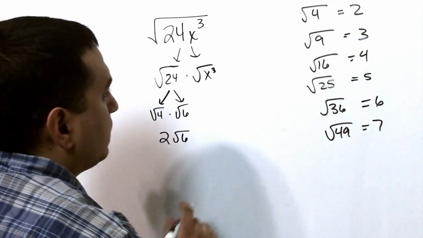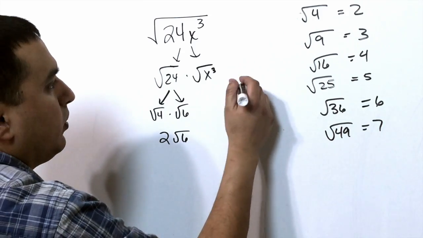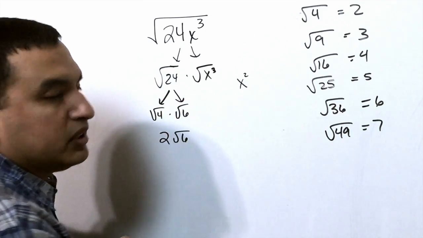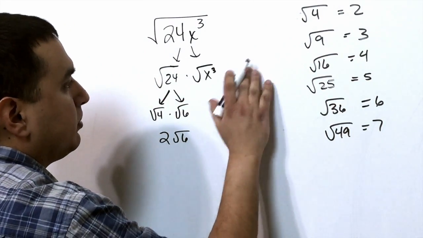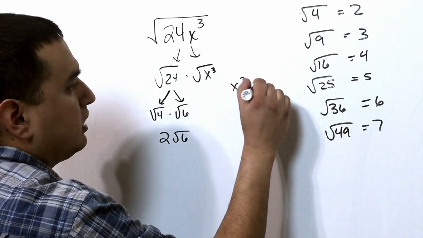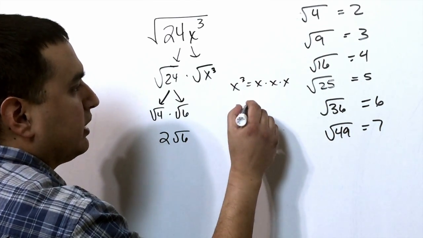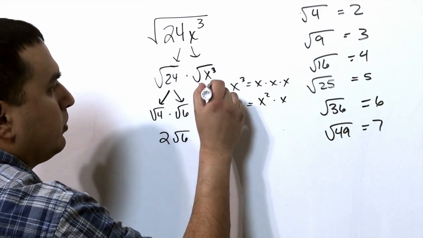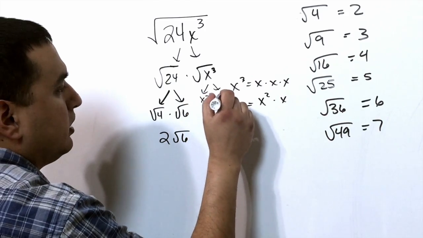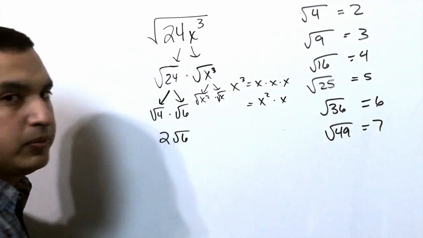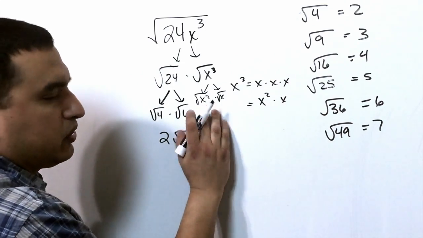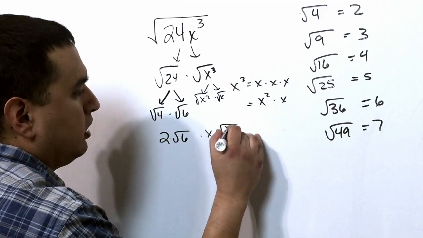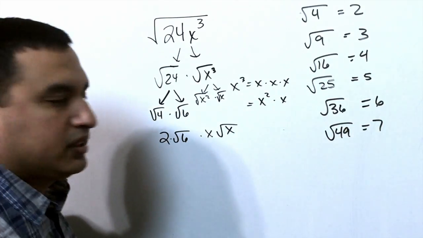Now for the x, or the x to the third power, I want to see how many even pairs I can make, or how many to the second power I can make. Remember that we said x cubed is x times x times x, or technically we could rewrite that as x squared times x. So I want to factor this as x squared times x, and I want to have these both in the square root. The square root of x squared is just going to be x. And then this here is not going to factor anymore because there's only one x left.